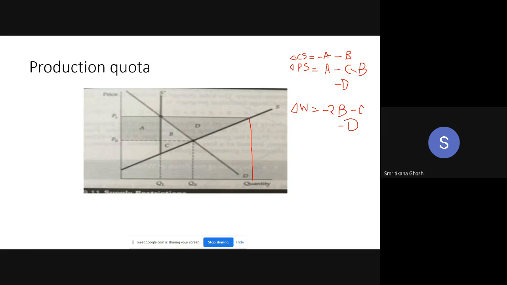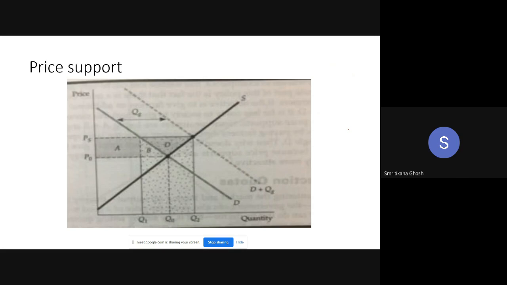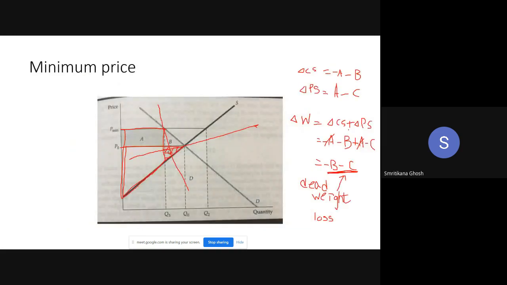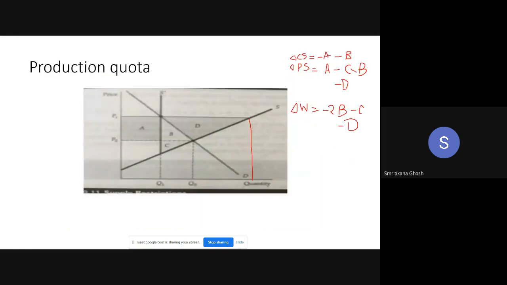So up to this point, it should be clear to all of us that for any type of intervention, deadweight loss is there. Social welfare is not at its best position for any type of intervention. There will be some amount of sacrifice in terms of welfare. So is this okay? The production quota portion?